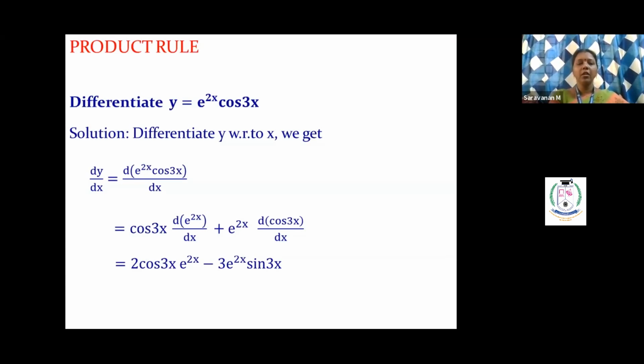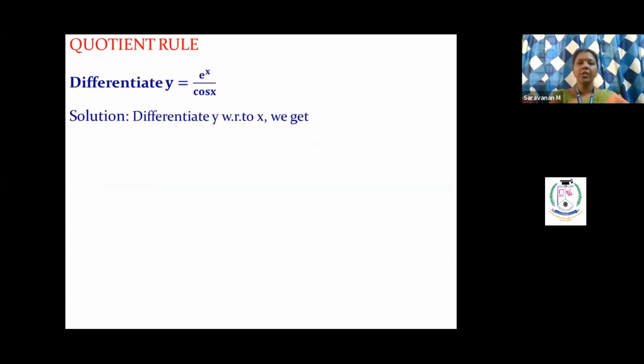Okay, have you got it? Next, we'll proceed to the quotient rule. For the quotient rule, we must take it in u by v form. So here the question is: differentiate y is equal to e power x by cos x. Already in this question also they have given y, so we are going to differentiate y with respect to x. Right? So differentiating y with respect to x, we will get dy/dx is equal to d/dx of e power x by cos x, u by v, quotient rule.